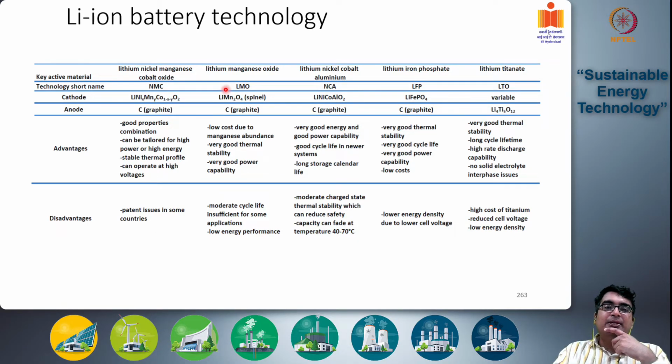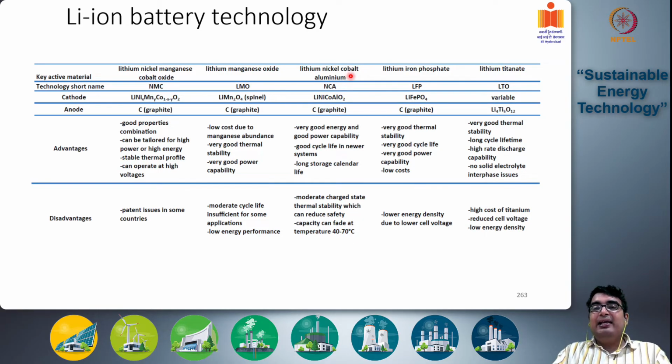Another very common type is lithium manganese oxide, LMO. So LiMn2O4. That's the electrode material here. The cost is significantly lower, because manganese is abundant, okay, while cobalt and nickel increase the cost. Good thermal stability, good power capability. Disadvantages: moderate cycle life, insufficient for some applications. So cycle life is lower than other types of lithium-ion batteries, and the energy performance, round trip efficiencies are usually low. Okay.